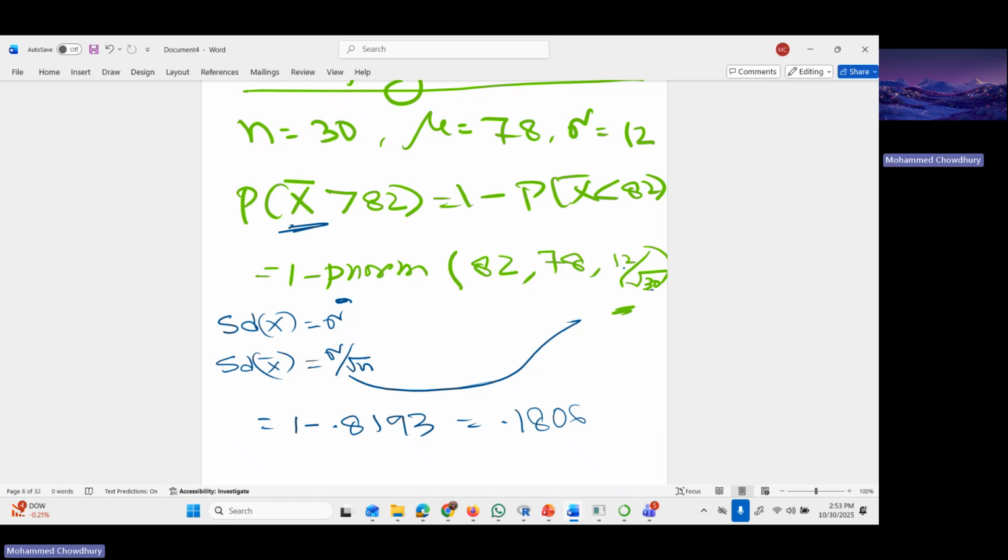When probability is given and you are asked to find the values of the variable, either x bar or x, that is called the inverse problem. You are finding a quantile, a percentage value. But when quantiles or percentage values are given and you are asked to find the probability, that is called the straight problem. Inverse problem means this one is given, that one you are asked to find. Then you will use Q norm.